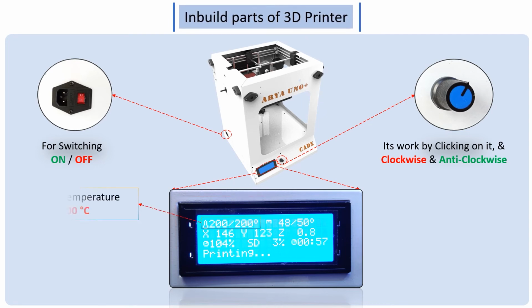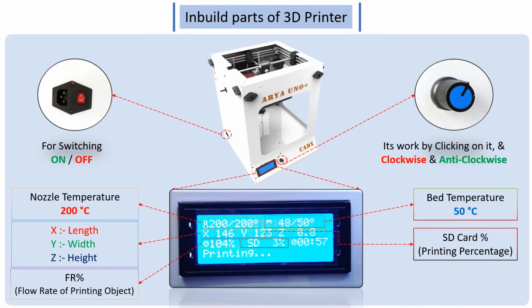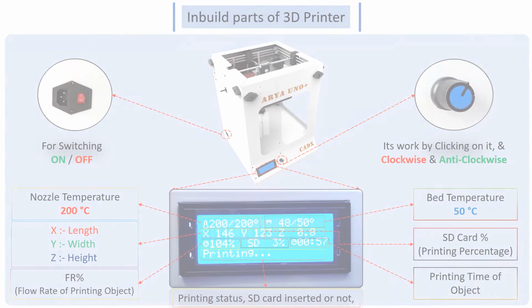One is the nozzle. The temperature which shows here is 200 degrees Celsius. Heating bed temperature 50 degrees Celsius. The length represented as X, breadth as Y, and the height as Z of the printing objects. FR means the flow rate of printing objects, which is 100%. The SD card percentage, print time of the object, and the last option that you see is the SD card, whether it is inserted or not.